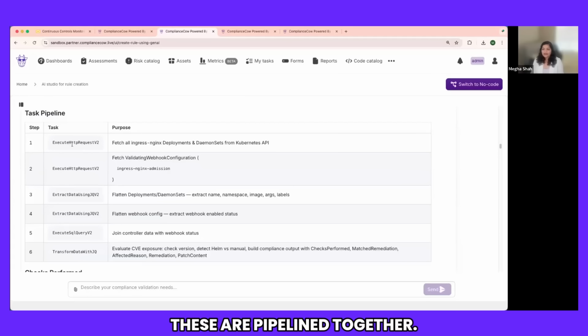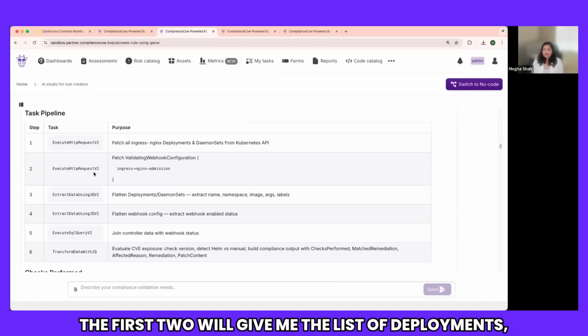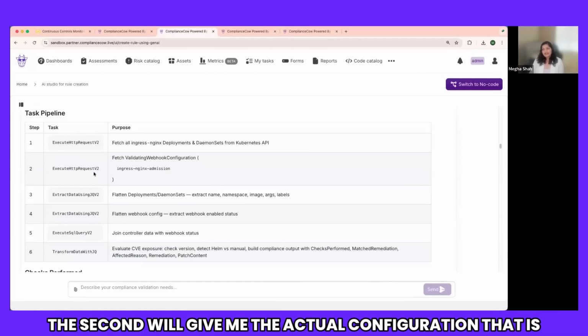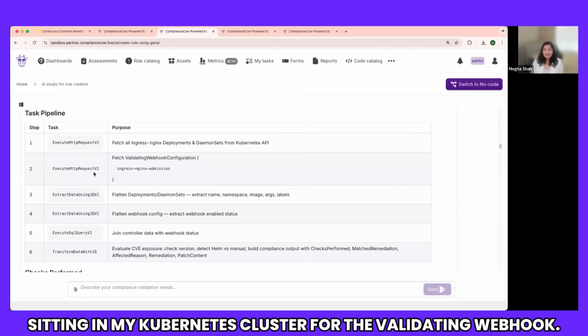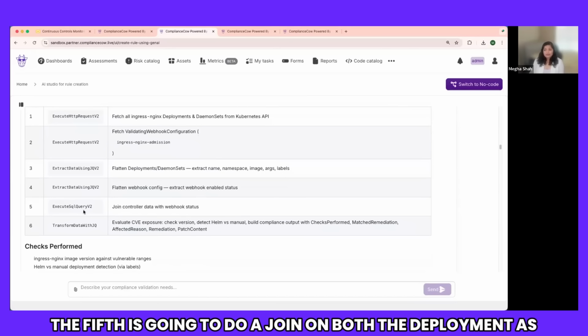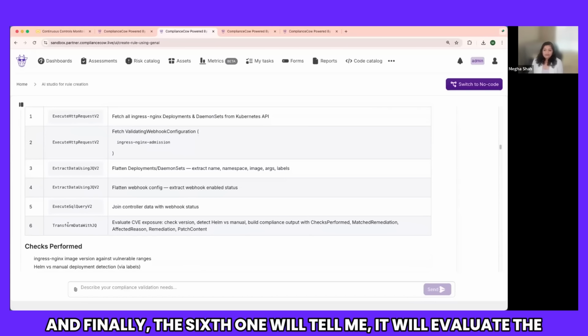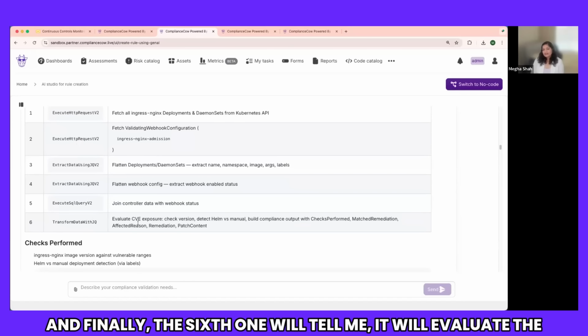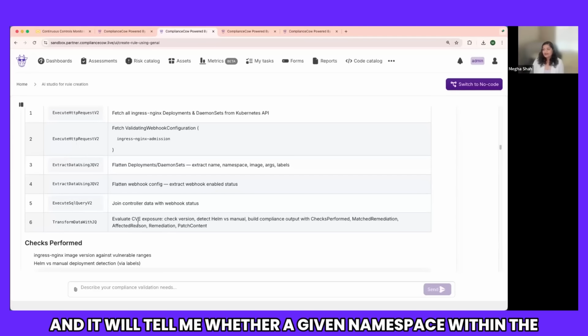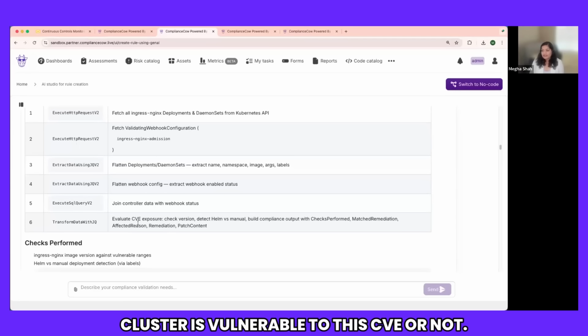These are pipelined together. The first 2 will give me the list of deployments and daemon sets that are deployed within the Kubernetes clusters. The second will give me the actual configuration that is sitting in my Kubernetes cluster for the validating webhook. The third and the fourth will flatten the data. The fifth is going to do a join on both the deployment as well as the validating webhook. And finally, the sixth one will evaluate the CVE posture on all my resources, and it will tell me whether a given namespace within the cluster is vulnerable to this CVE or not.